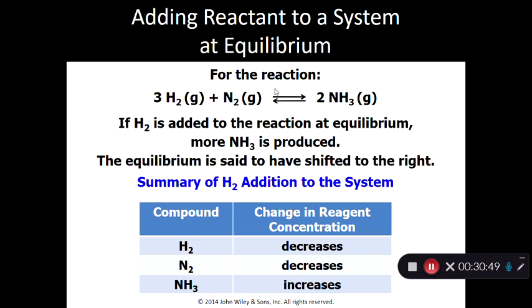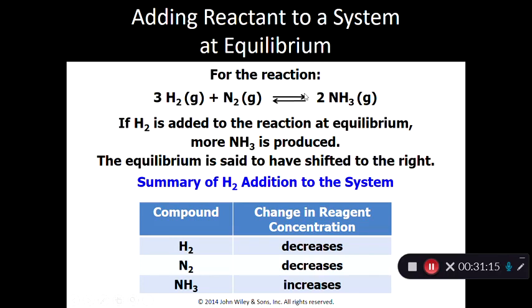Look at this reaction. This is H2 reacting with nitrogen to produce ammonia. If we add H2, let's see what happens. If I add H2, the system is going to use the additional H2, so it's going to consume that. So it's going to shift to the right. Shift to the right means the forward reaction is favored.